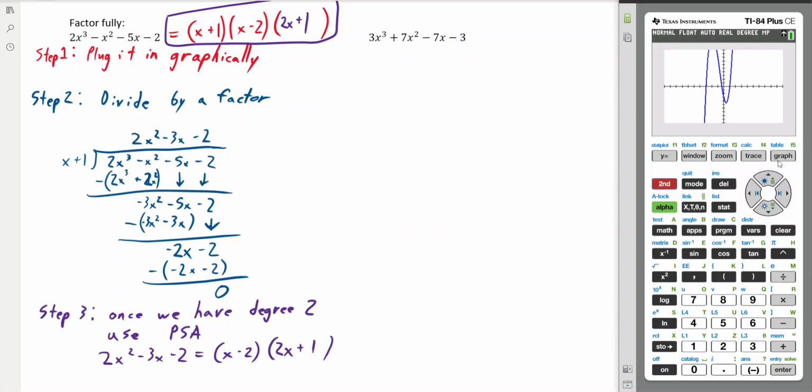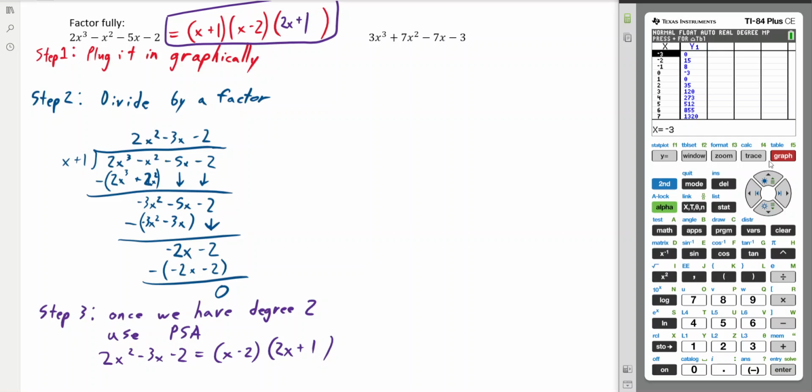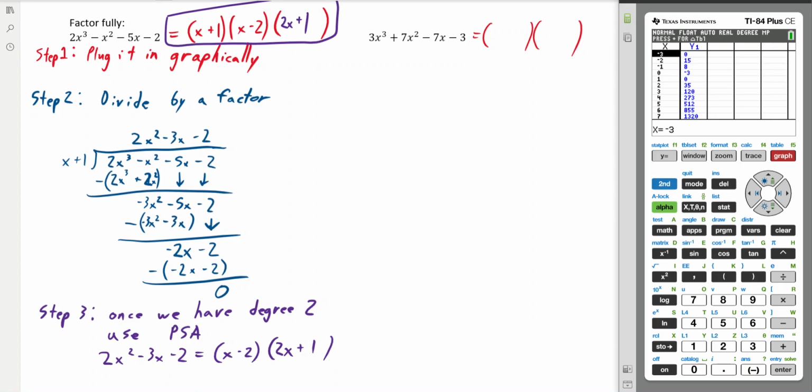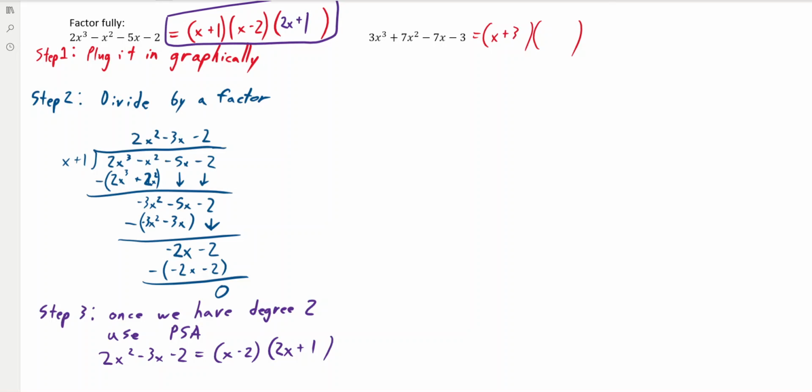All right, hopefully at this point you've paused it, tried it out for yourself, because now we have two of our factors. Let's just see what they are. So x plus 3 and x minus 1. I'm just going to choose the easier one to work with, which I think is x minus 1. I just think that's a little bit easier to divide with. So we are now going to go on to step 2.